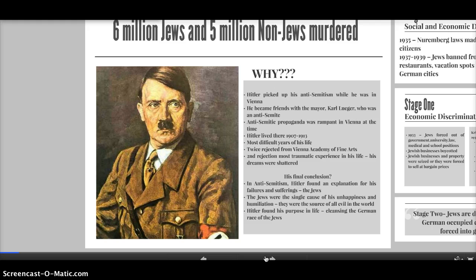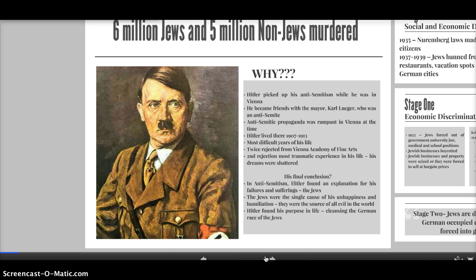Living in Vienna was some of the most difficult times in his life. He was rejected twice from the Vienna Academy of Fine Arts. The second rejection was the most traumatic experience for him, and his dreams were shattered. So, what was Hitler's final conclusion? In anti-Semitism, he found an explanation for his failures and sufferings, the Jews.